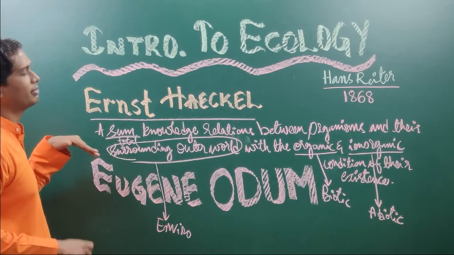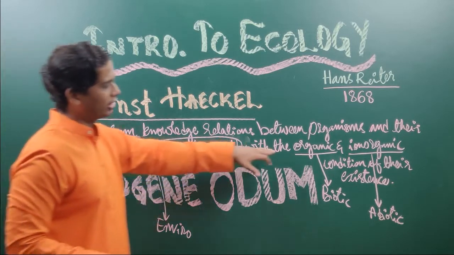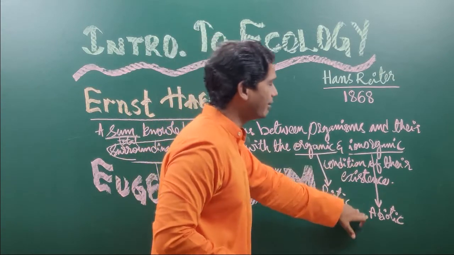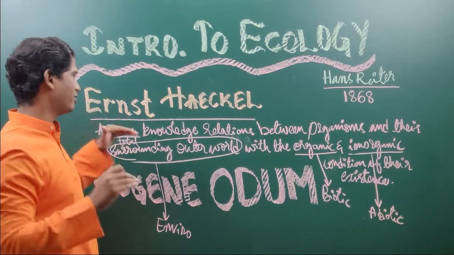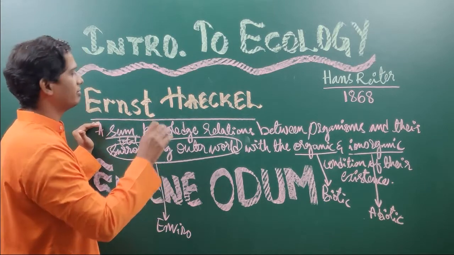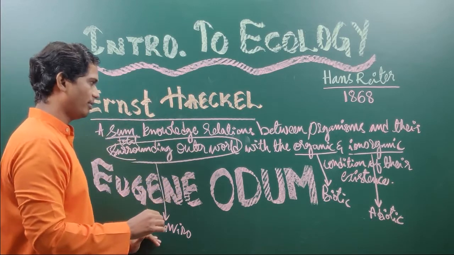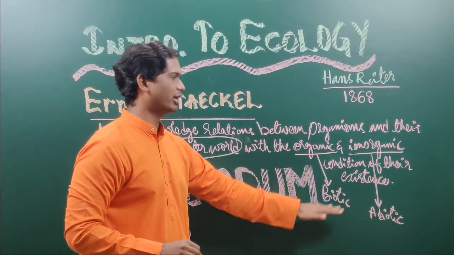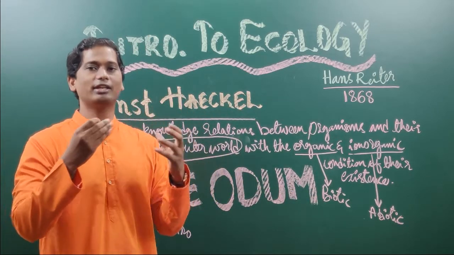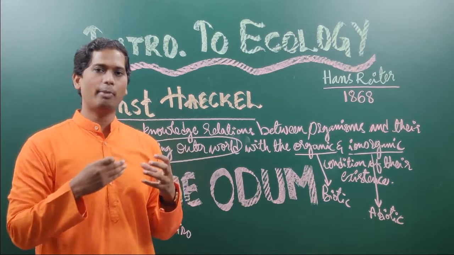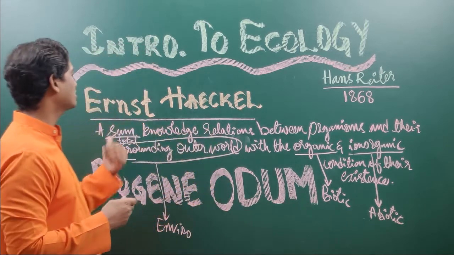Three words are very important in his definition. One is surrounding outer world, which means environment. Organic means biotic. Inorganic means abiotic. These three words are very important. If you understand this, you understand his definition in a simple way. Some knowledge of relation between organisms: simply consider all the organisms. Surrounding outer world means environment. Organic and inorganic means biotic and abiotic matter. If organisms interact with the environment by exchanging biotic and abiotic factors, that type of study is called ecology. Who said this? Ernst Haeckel.